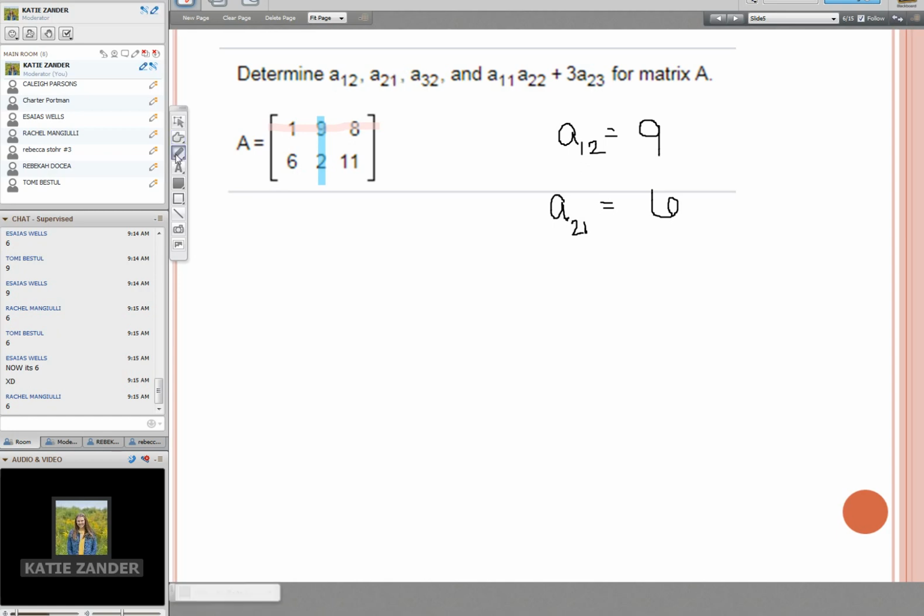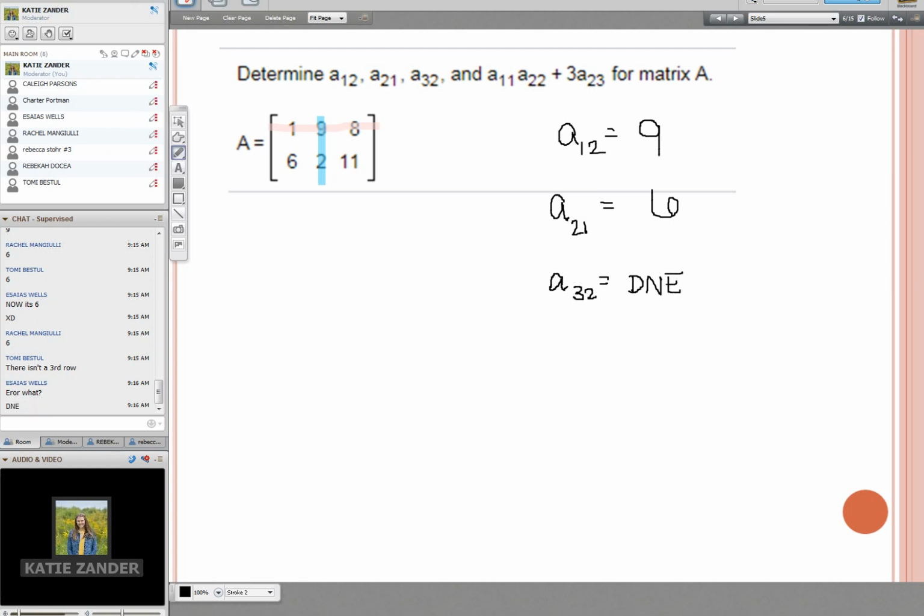What about A sub 32? What element is in that spot? There isn't one. It's an error. There's no element there, so we would just write does not exist. Sometimes they might try to trick us a little bit and ask us for an element that's not actually there. There's no row 3 in this matrix. There is a column 3, but not a row 3. So there's no element in that spot, so you can't find it.